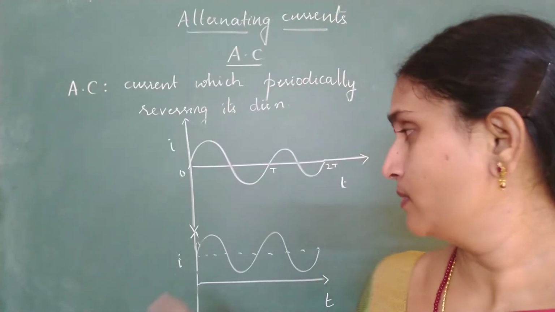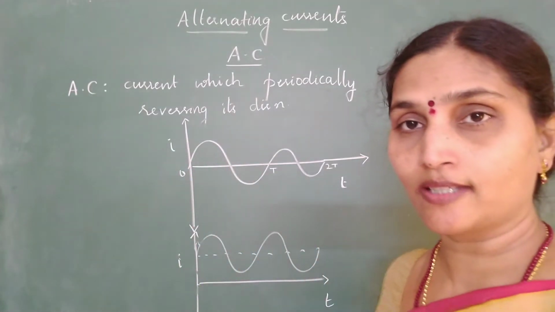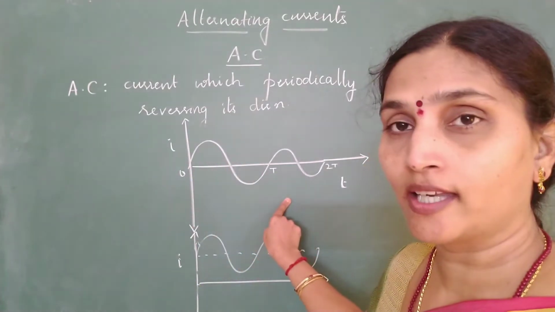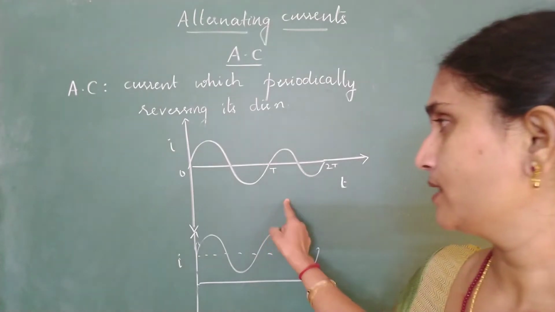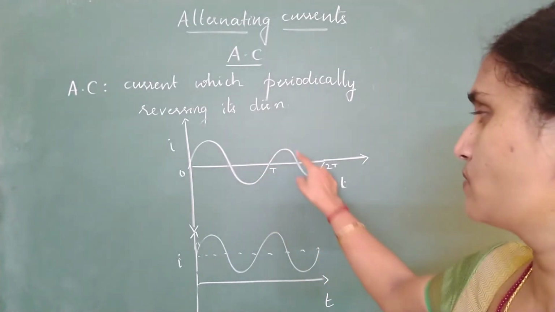Now look at these two graphs, where current is varying with time. Here also current is varying with time. Can I call them alternating currents? Think of it. Look at the first wave. How is the amplitude of this wave?